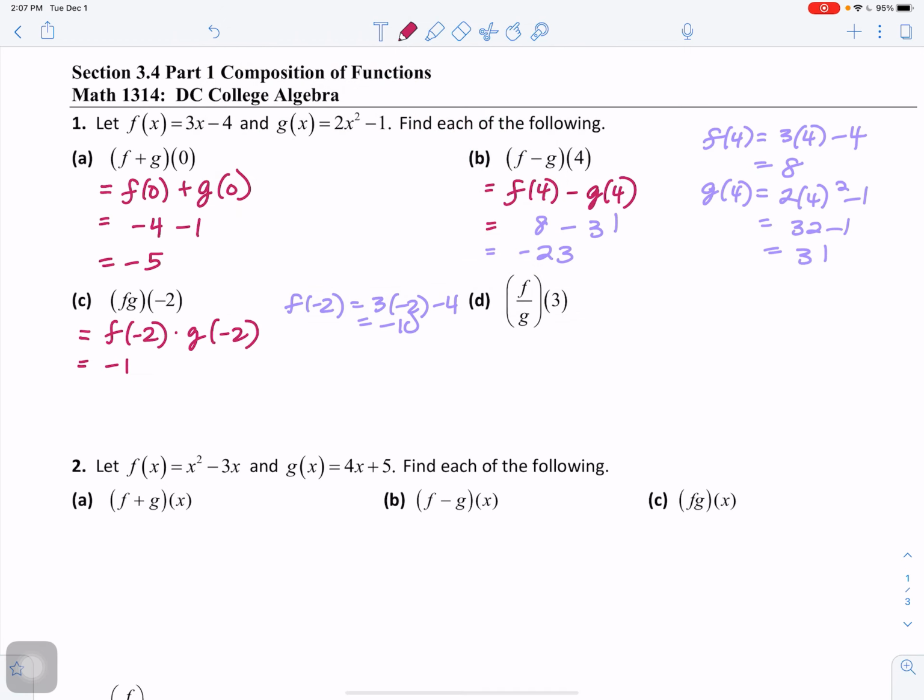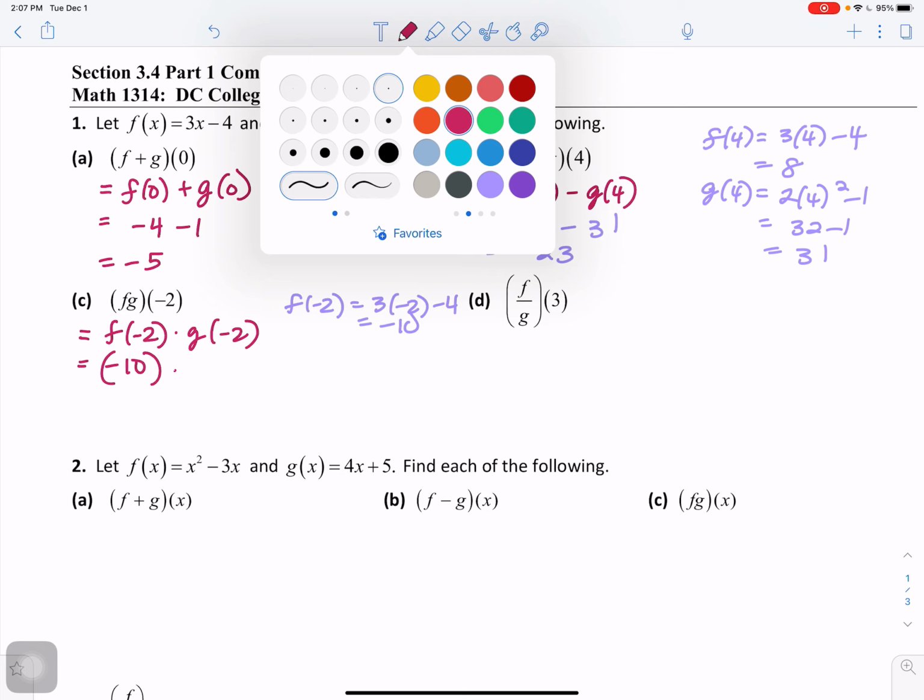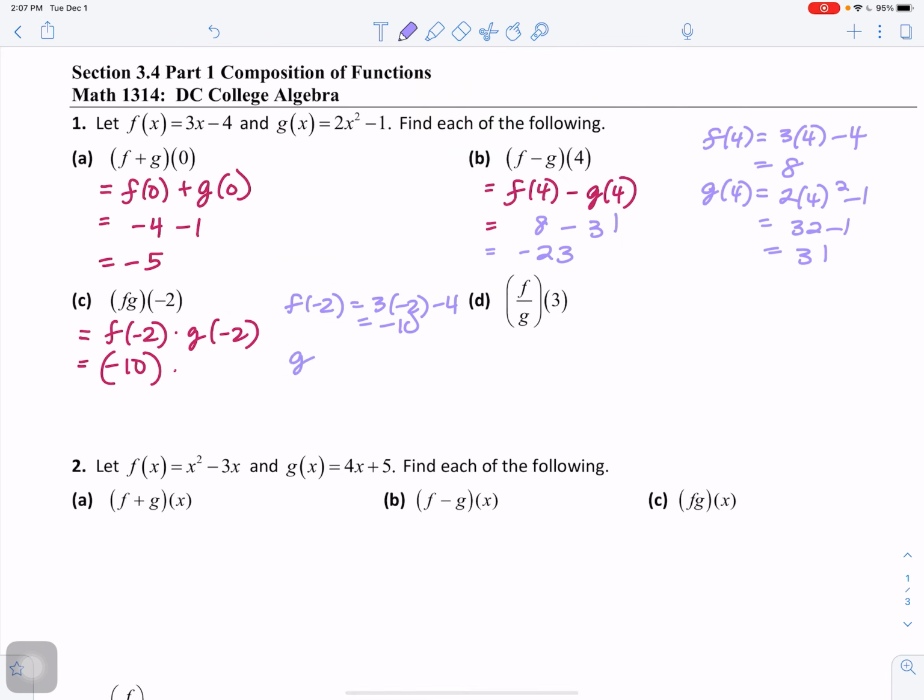Wish I didn't have to keep going over there. Times g of negative 2. I guess I'll just stay in one color so it's not annoying.